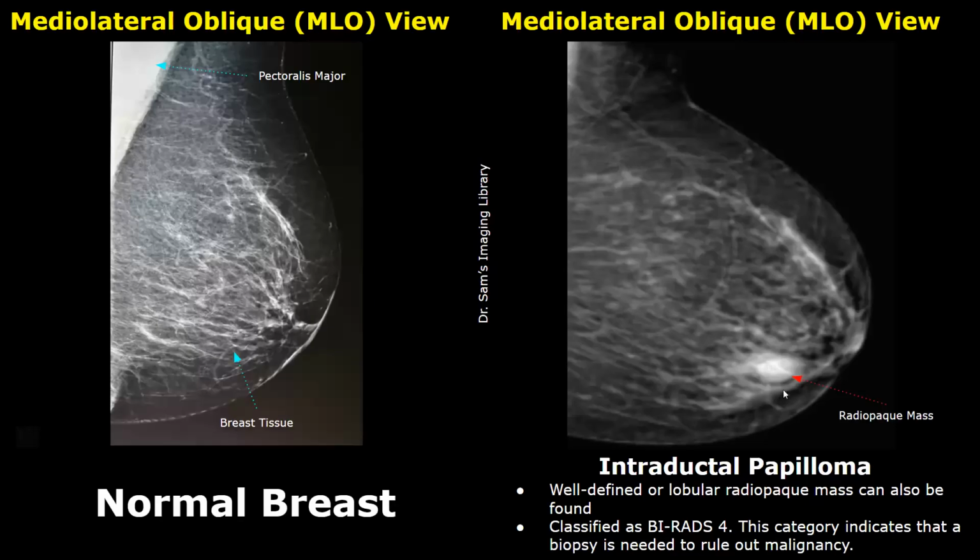Further evaluation with ultrasound is usually required, especially if there are symptoms such as nipple discharge or a small palpable lump, breast pain and tenderness. Keeping these symptoms and mammographic and ultrasound findings, it is usually classified as BI-RADS 4. This requires a biopsy to rule out malignancy.